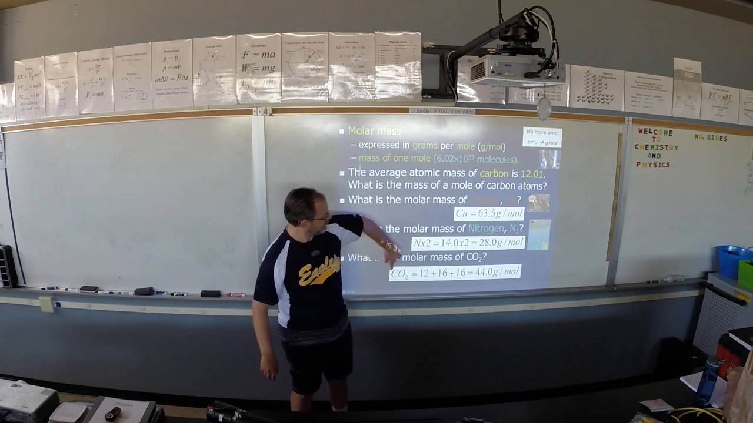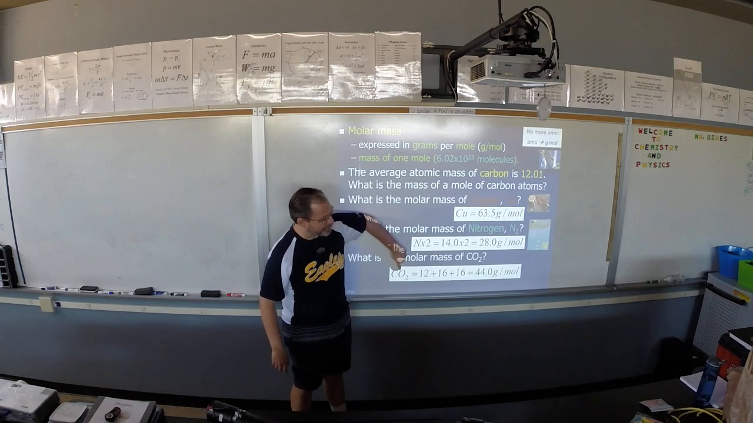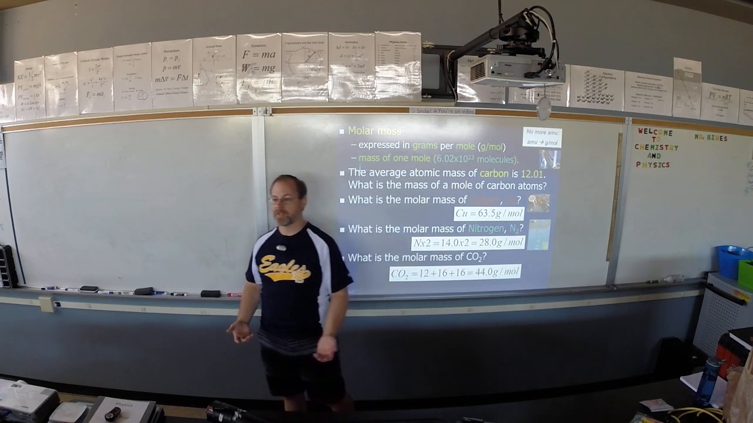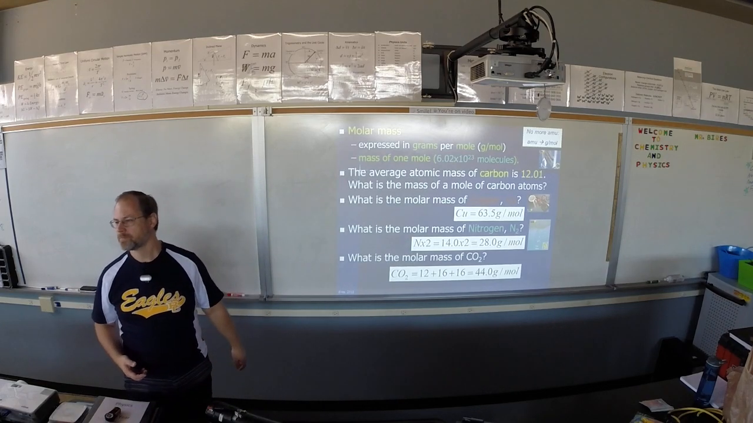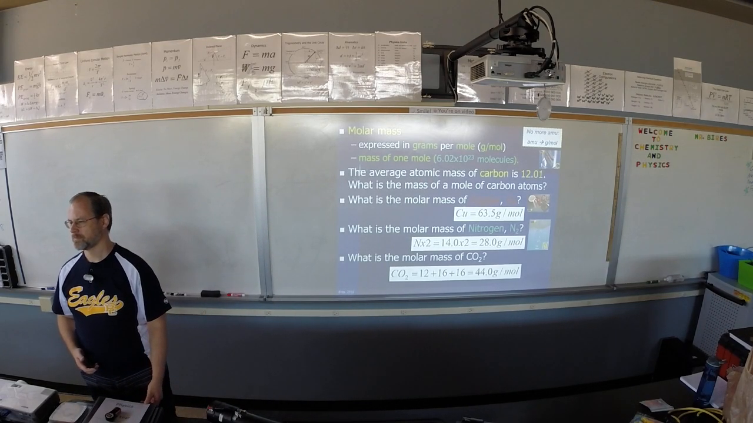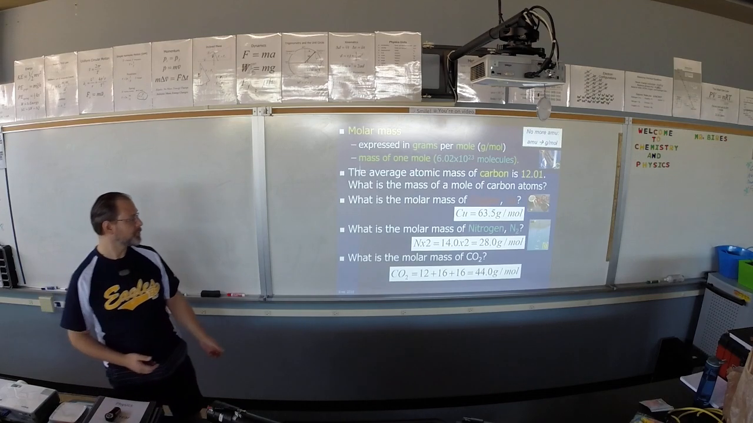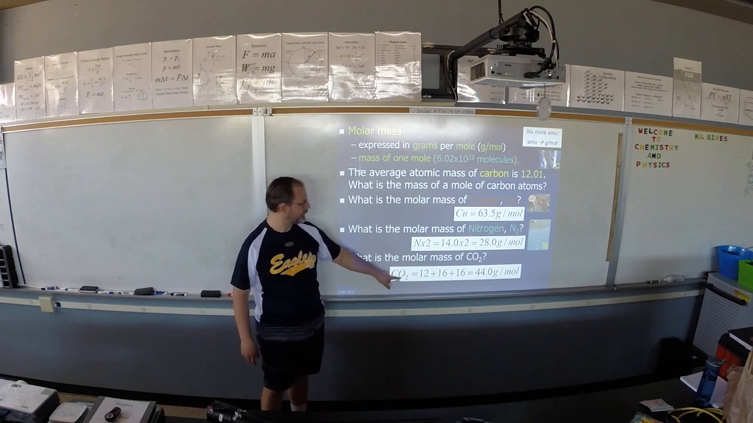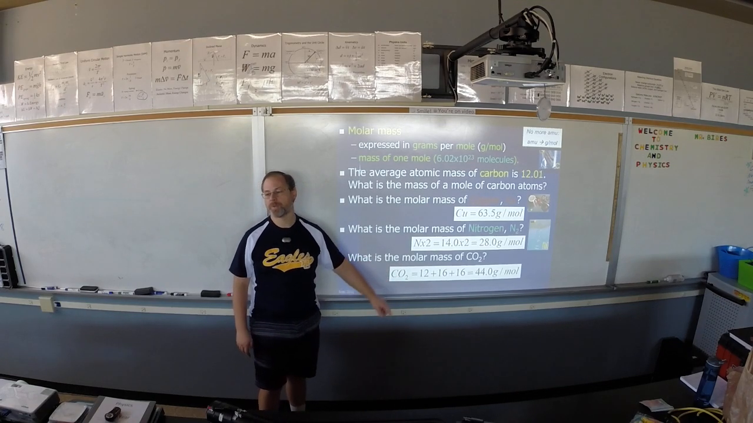You got one carbon and two oxygens. Carbon gets you 12, the oxygen gets you 16 and 16. Then you just add them together. Dan? So you only add, you don't multiply? You can multiply the 16 by 2, but you add the 12 to the 16 and 16. Don't multiply them together.